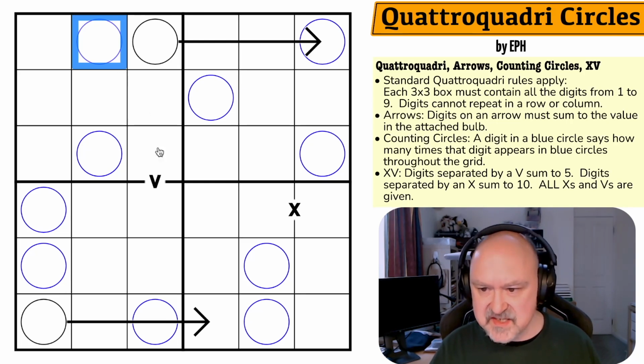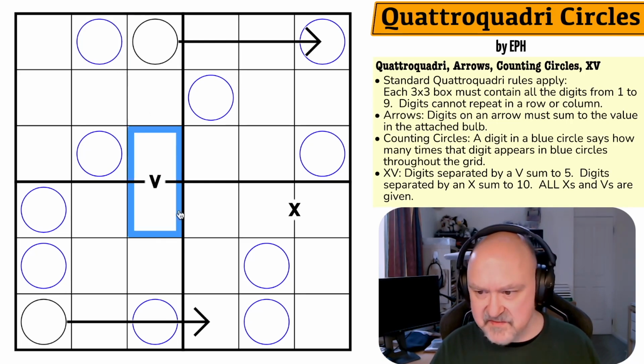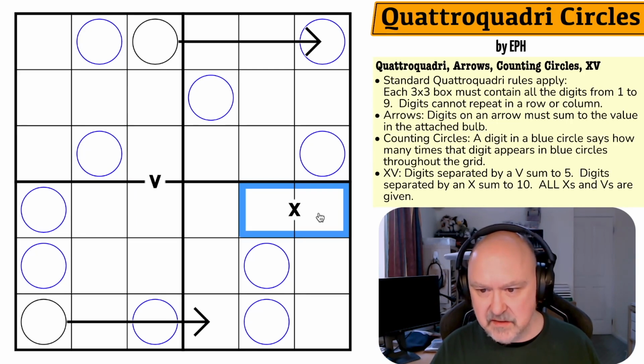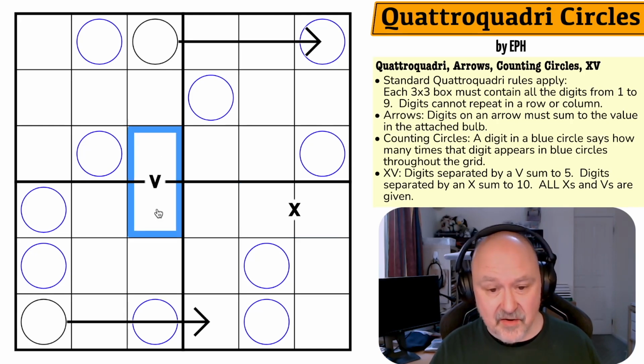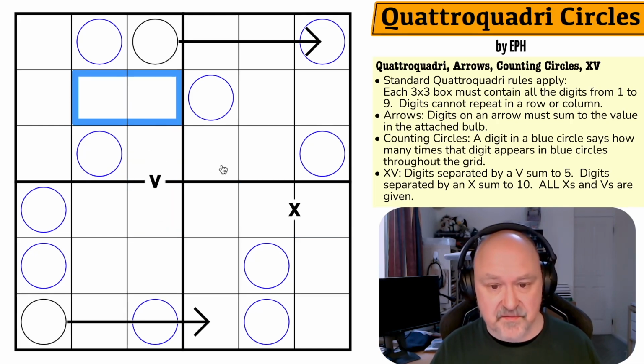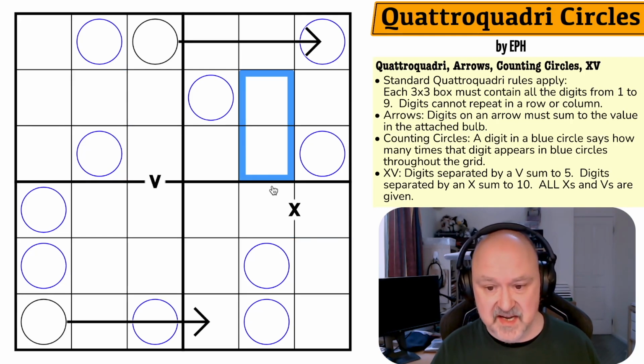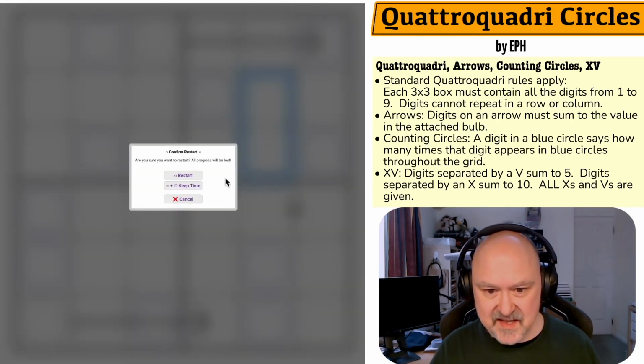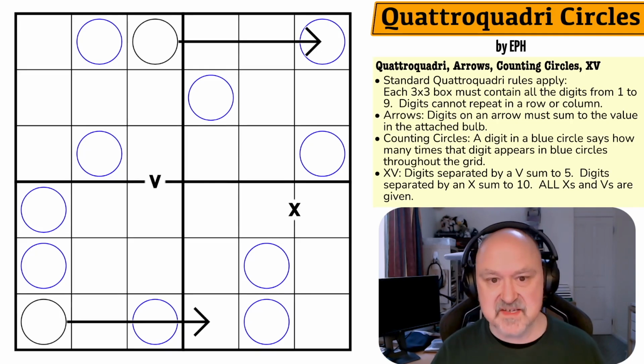XV. Digits separated by a V sum to 5. Digits separated by an X sum to 10. All X's and V's are given. Right. So these two digits may not sum to 5. These two digits may not sum to 10. Okay. I'm going to restart the puzzle to restart my timer. Let's give this a shot.